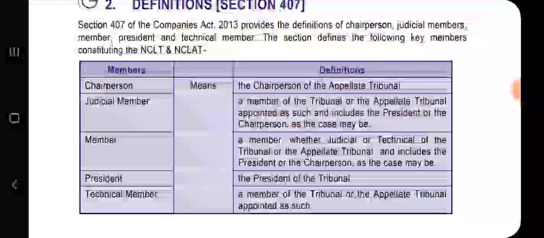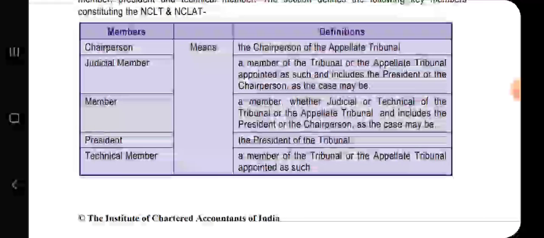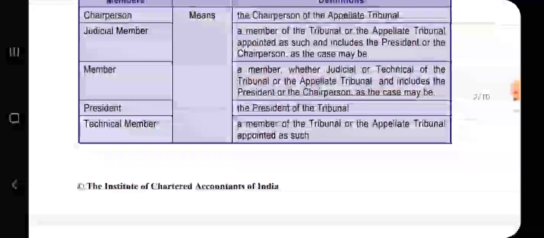Hope you are clear with this. Judicial member is in both NCLT and NCLAT, and it also includes the president or the chairman, as the case may be. It means for NCLT and NCLAT both, it includes the president and chairman plus other judicial members. A member, whether judicial or technical, of a tribunal or an appellate tribunal, includes the president or the chairman, as the case may be. Hope you are clear with these two terms.